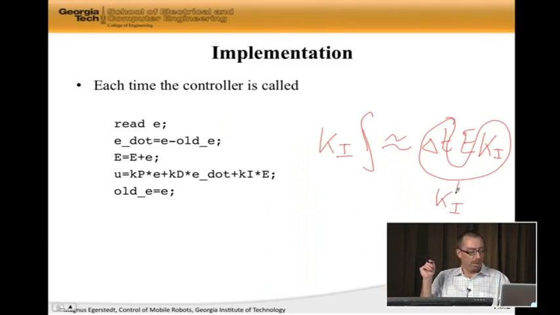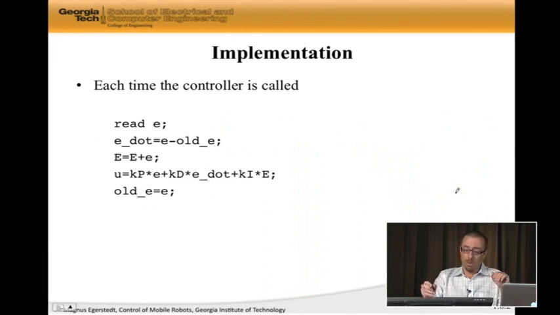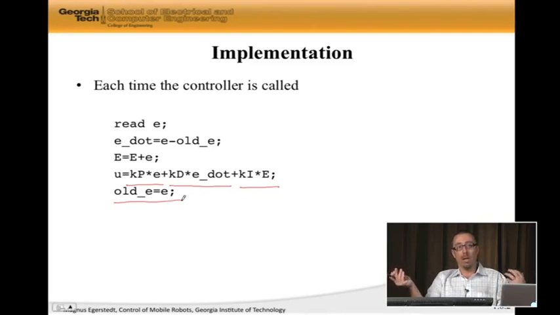So then, if I do that, my actual controller is kp times E plus kd times E dot, which I just computed, plus ki times the integral of E. This is my control structure. This is how we actually implement it. And then I need to, at the end, remember to store the latest E as the old E, so next time I call the controller, I have the previous value. This is the implementation of a PID regulator.